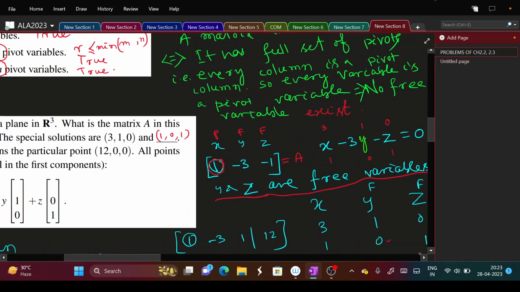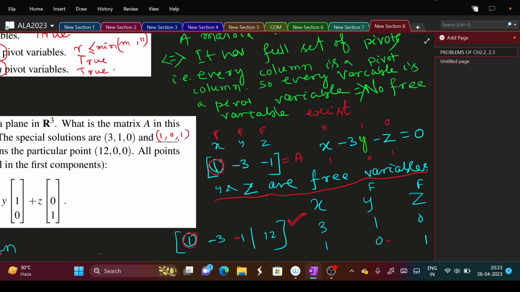So in the last equation, the parallel, this is the augmented matrix of the new equation, that is x minus 3y minus z is equal to 12. This is the augmented matrix. Now it has only one pivot. That means the other two variables are free variables.